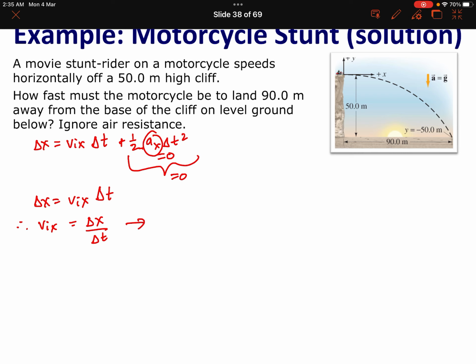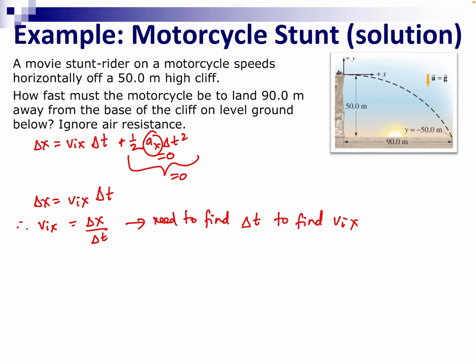Which means that we need to find delta t to find Vix. So how do we find delta t? Delta t is the only common variable for the x and y components, because the time it takes for the motorcycle to cover this 90-meter horizontal distance is the same time it takes for the motorcycle to cover this 50-meter vertical distance. So we can use the vertical motion to solve delta t.